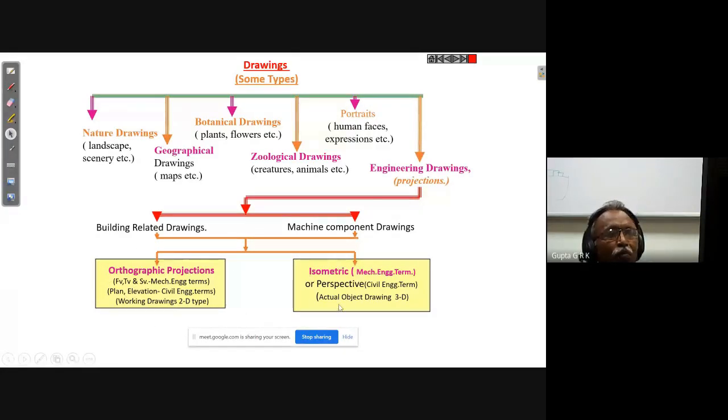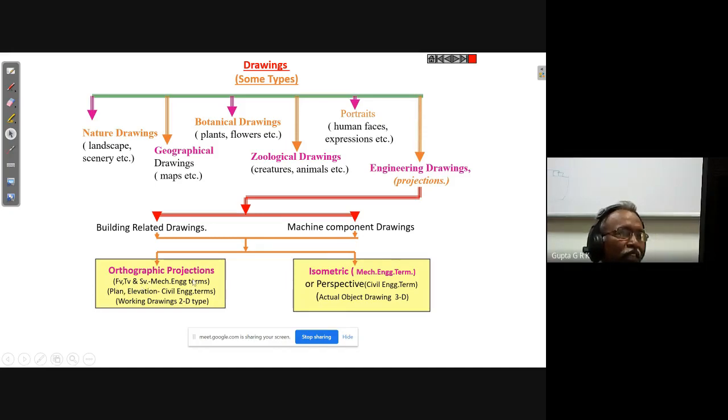In the last chapter, we have isometric projection, where we will have all three dimensions seen in a single view. Like in the last assignment, you have done the cube. So the cube we have drawn in 3D. That is isometric projection, where you see all three dimensions, length, breadth, and depth, in a single view. But orthographic projection is not like that. You can see only two dimensions in a view, and you will have different views like front view, top view, and side view.